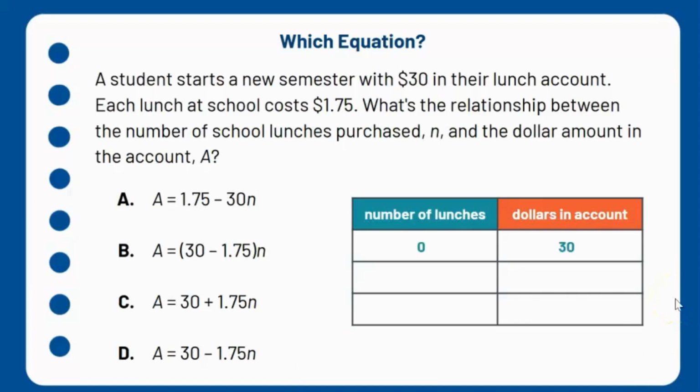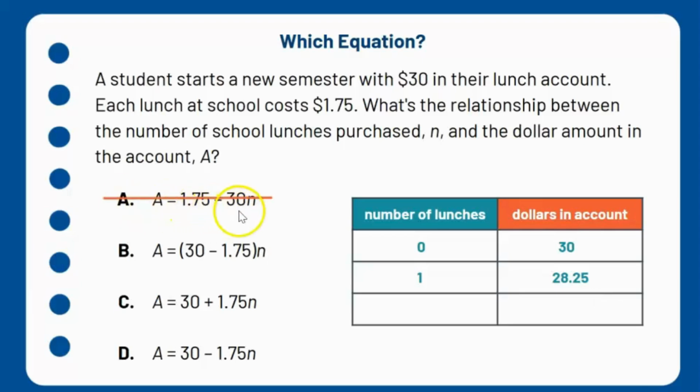We know the student starts the new semester with $30 in their lunch account, which means they have not purchased any lunches yet. A school lunch costs $1.75. How much will be left in the account after the student purchases one lunch? After one lunch, the student will have $28.25 in their account. Let's take a look back at the given equations. Which can we eliminate so far?